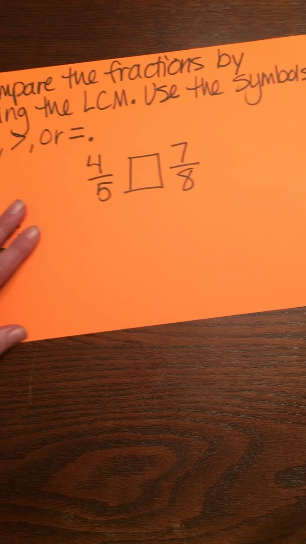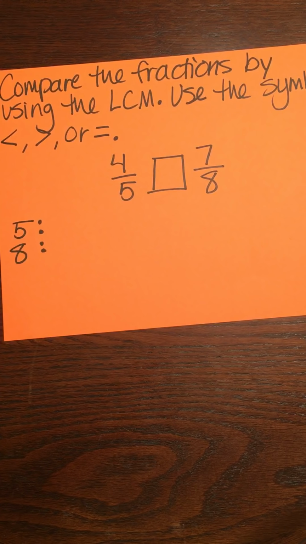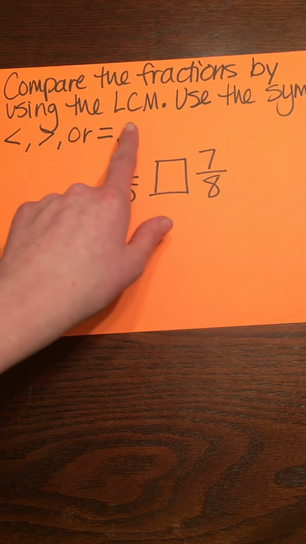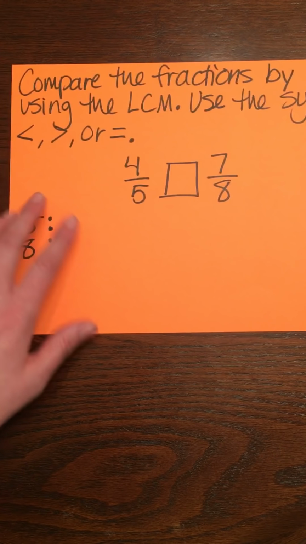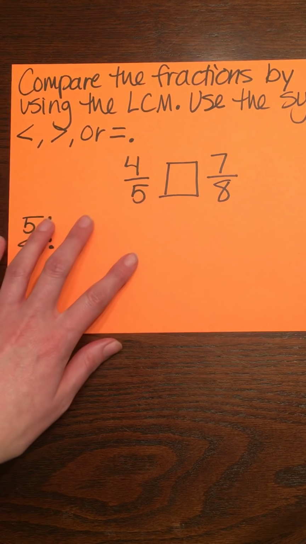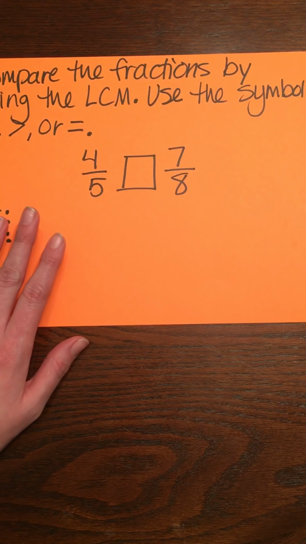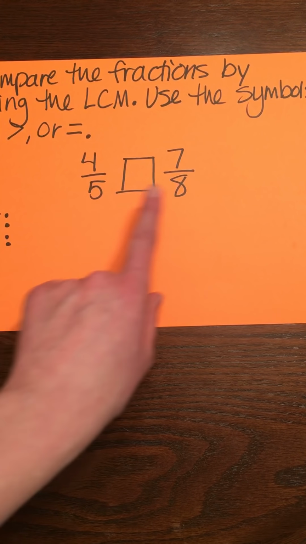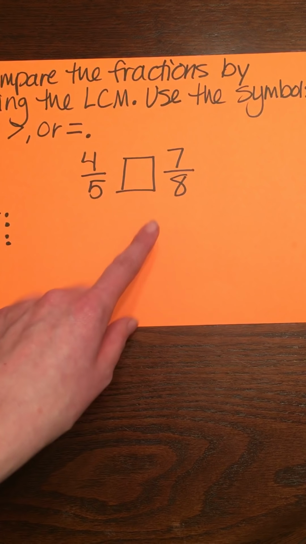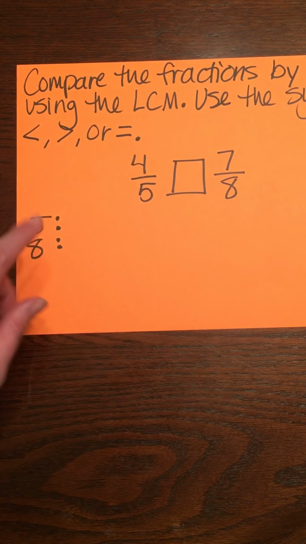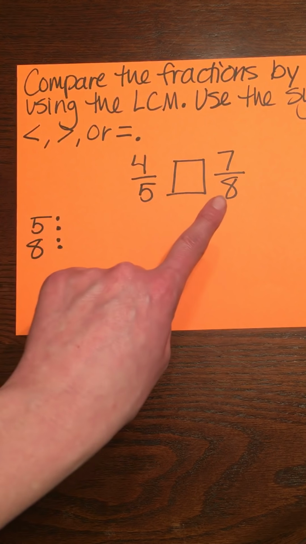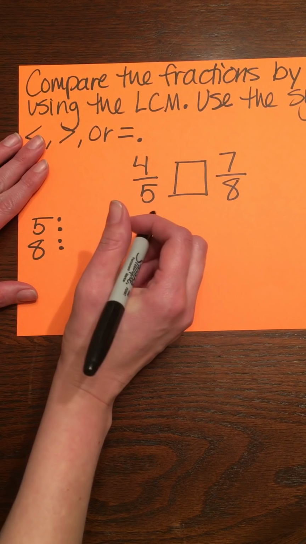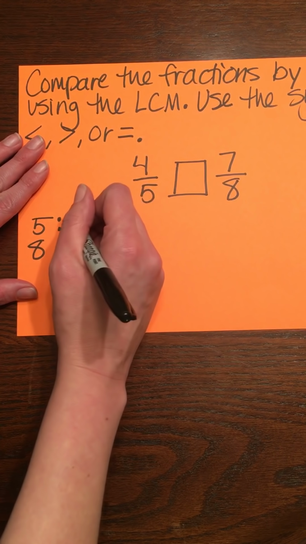Now let's do one more problem using that first method, because that's probably the method you'll use most often. We are going to compare the fractions using the LCM, using the symbols less than, greater than, or equal. Here are our next two fractions: 4/5 and 7/8. Off the bat, it's kind of hard to see which one's greater. So we're going to make the denominators the same. We're writing our denominators down here, and we're going to find the LCM. I'm going to skip count again, or you could use another method if that helps you.